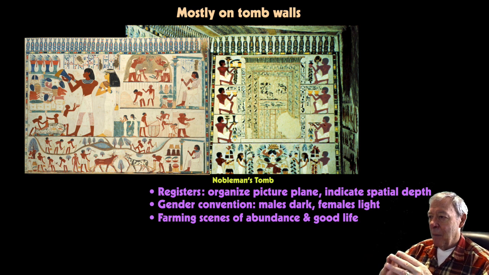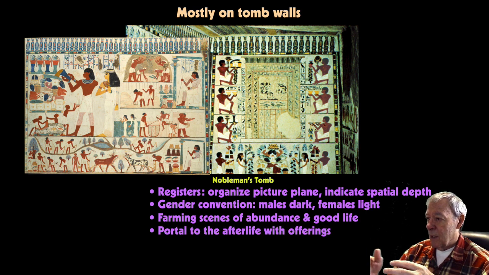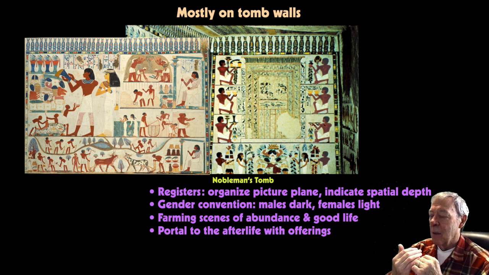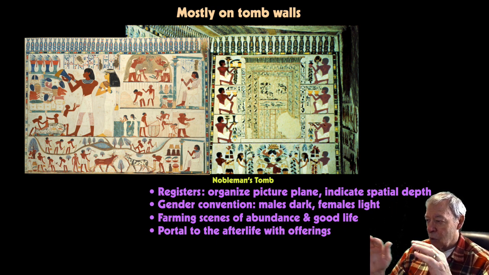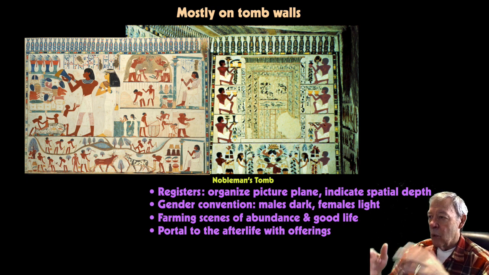And then in the image on the end wall, the image on the right, what you see there in the center is a portal. This is a painted portal that was believed to be a doorway into the next life, into the afterlife. And then around the portal, you see in those registers kneeling worshipers or slaves bringing offerings in honor of the deceased before the portal, to pass through the portal as an offering to the deceased on the other side.